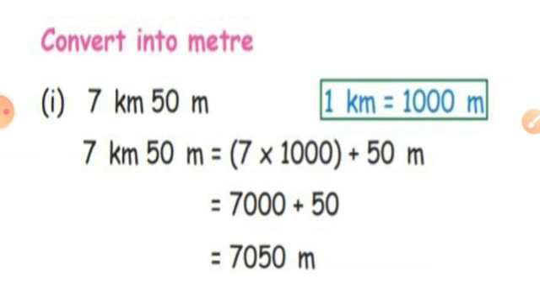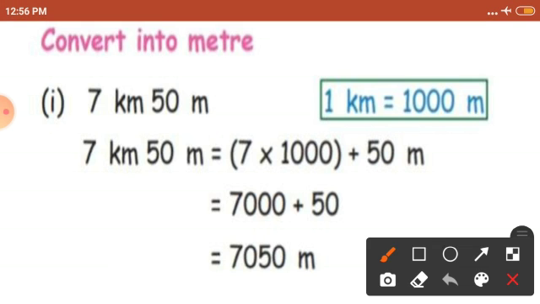Convert into meter. First is 7 kilometer 50 meter. See, 50 is already in meter, so no need to change this. But 7 is in kilometer, so you have to change this. How to change this? First you have to find out 1 kilometer equal to how much meter. You already know 1 kilometer equal to 1000 meter.